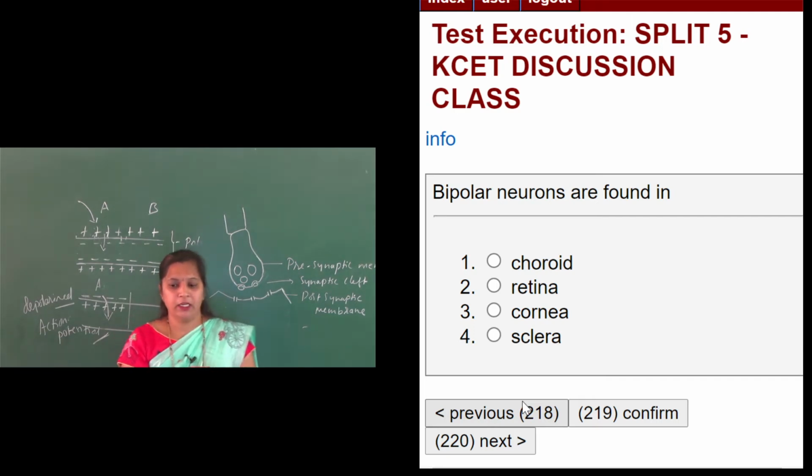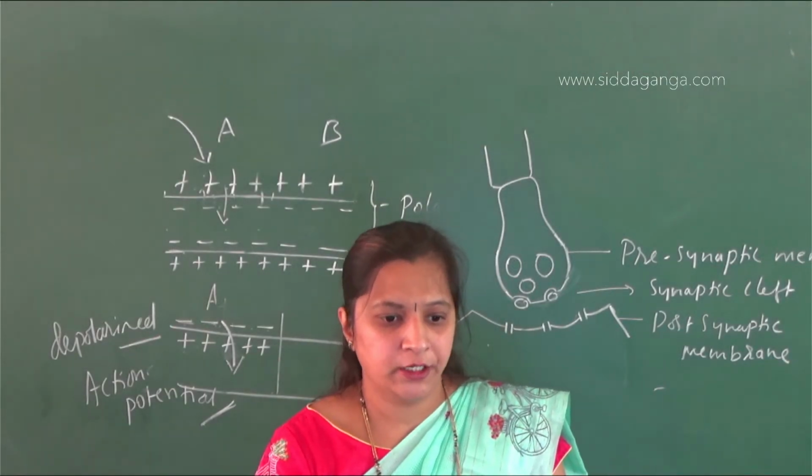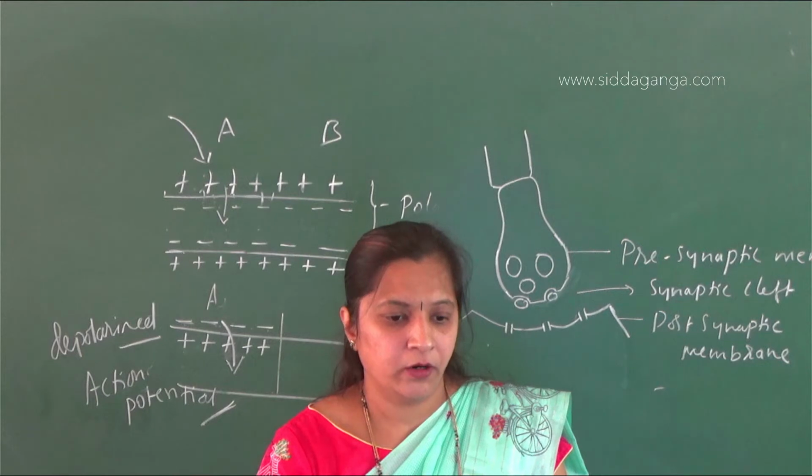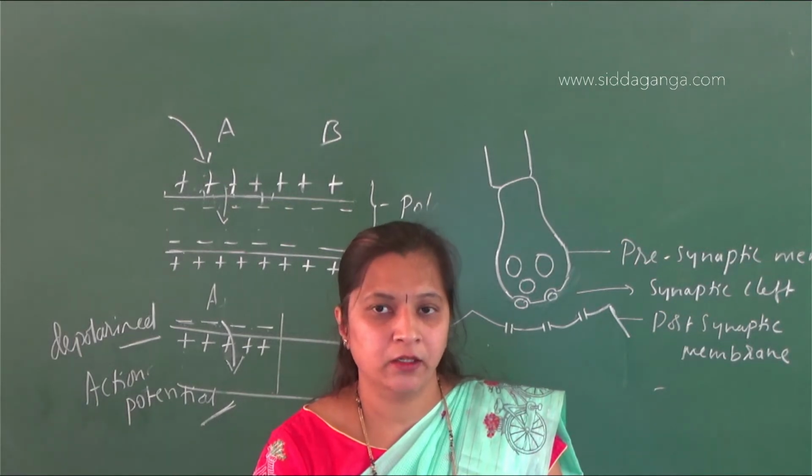So all the parts given here, what are they? Choroid, retina, cornea, sclera. All are different parts of an eye, but bipolar neurons are found in the retina.